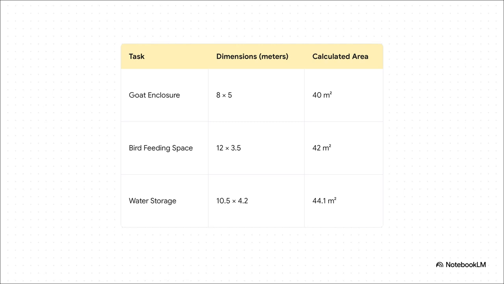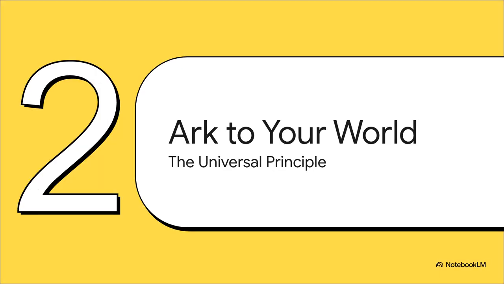So let's just step back for a second and see how this all comes together. When you lay it out like this, you can really feel the power of this system. Every task has its dimensions, and every single calculation gives you a solid, usable number. This is how you build an Ark, one calculated rectangle at a time. But here's the thing. This principle isn't just locked away in some ancient story. The exact same tool that could design an Ark is something we all use constantly, whether we realize it or not. It's a universal blueprint for making sense of our own world.